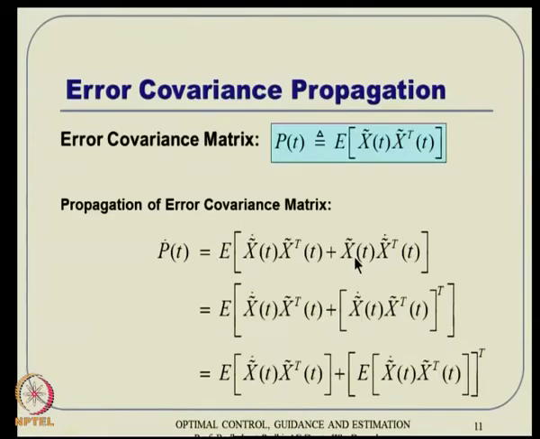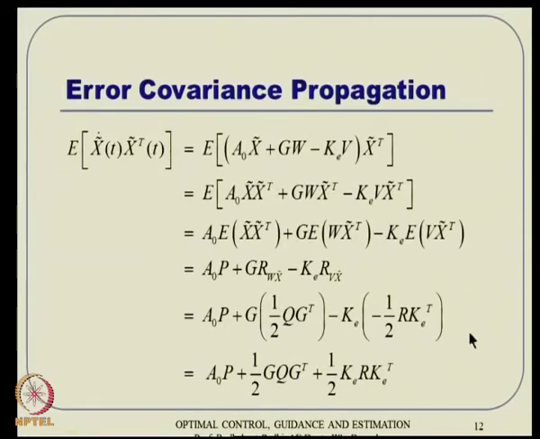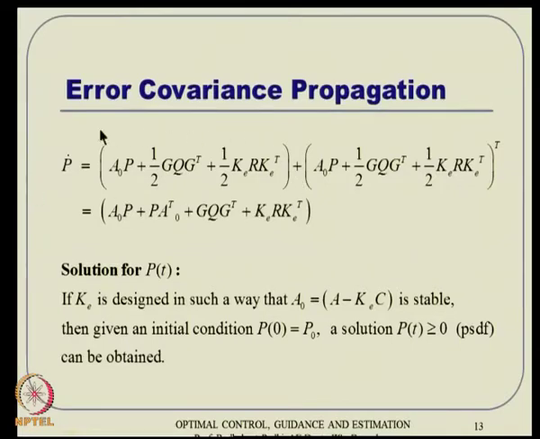Then what is P dot? Remember, P dot is the expected value of this plus the same thing whole transpose. So we got the expected value of this, then P dot is this one plus the entire thing whole transpose. So P dot turns out to be like this, very close to what we know in LQR theory.